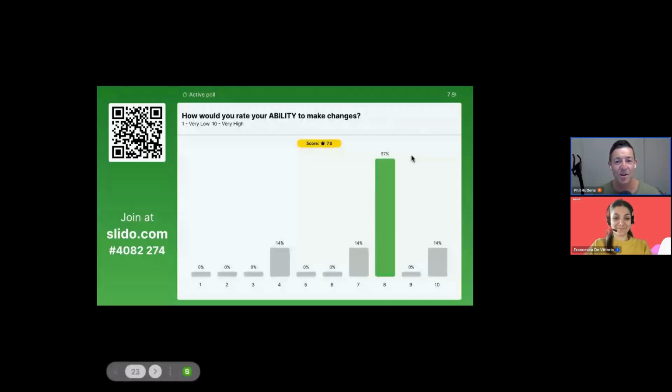Ability, also an 8. So you might be mostly already aware, for sure, and already doing stuff. That's what I conclude, at least 57 or 70% of you guys. So that's pretty good. Great to hear too.